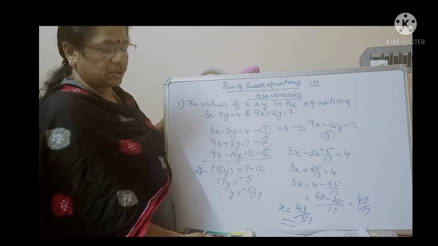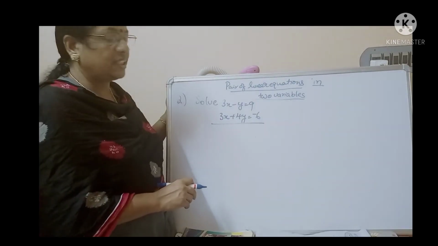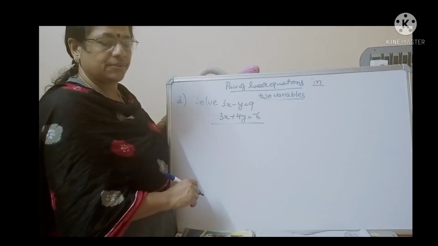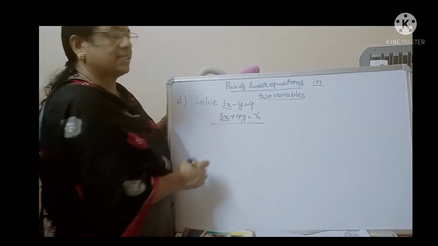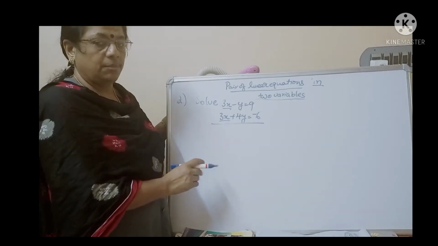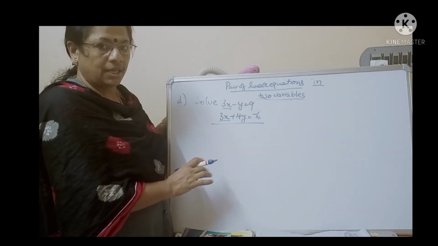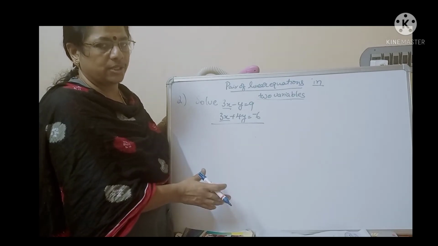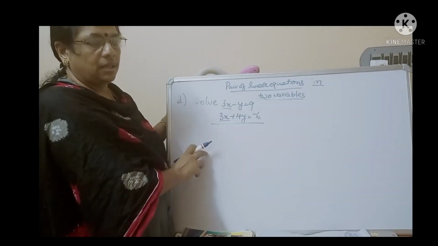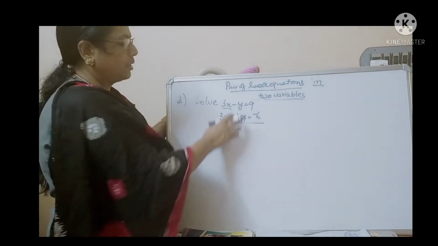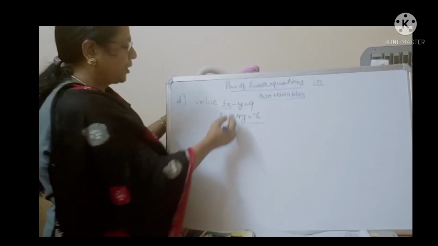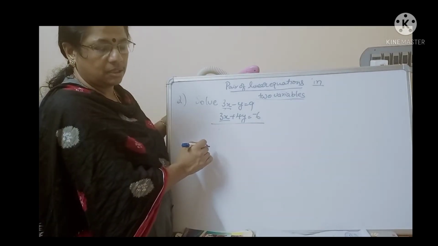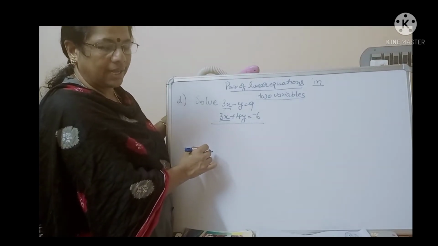Then the next question. Here the question is to solve 3x minus y is equal to 9 and 3x plus 4y is equal to negative 6. Here the coefficients of x are the same, that is 3x in both equations. So again, as we did in the last question, we want to subtract these equations. After subtracting, we can eliminate the term containing x.